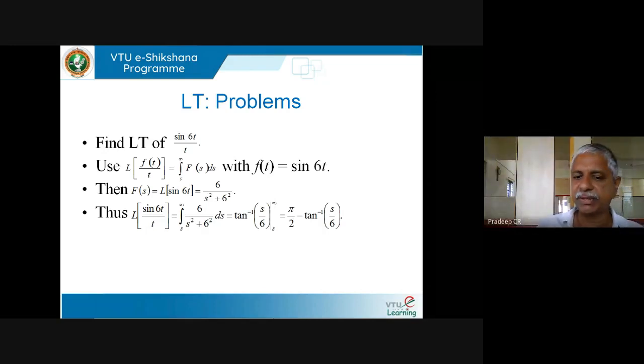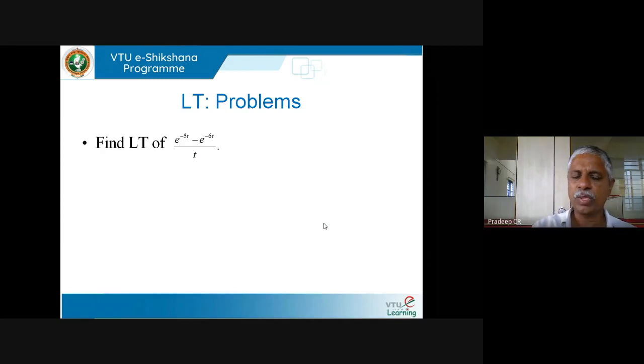So this limit is from s to infinity. If I put infinity, tan inverse infinity equals pi by 2 minus tan inverse of s by 6. If you want, you can write it as cot inverse of s by 6. That's okay. You can do it, otherwise it doesn't matter. So I hope you understood how to solve this problem.